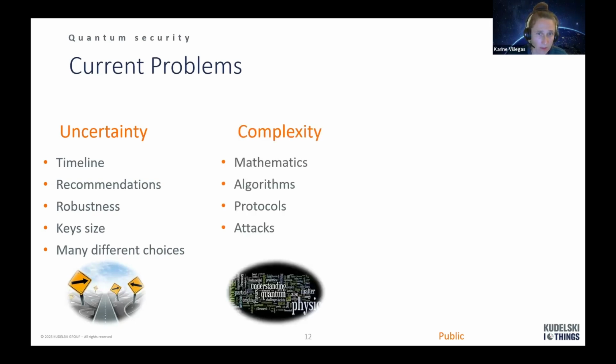The second problem is the complexity, which is related to the mathematics behind these difficult mathematical problems that we should have to be resistant to cryptanalysis and to threats that are brought by quantum computers. We have a complexity in the algorithms, and we will see that in more detail. The impact of the new algorithm and the fact that the key size and payload will be bigger have an impact on all the protocols that use cryptography.